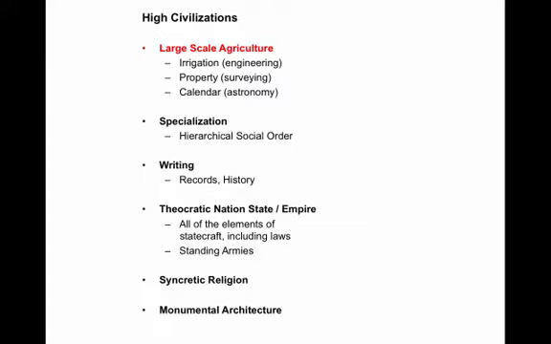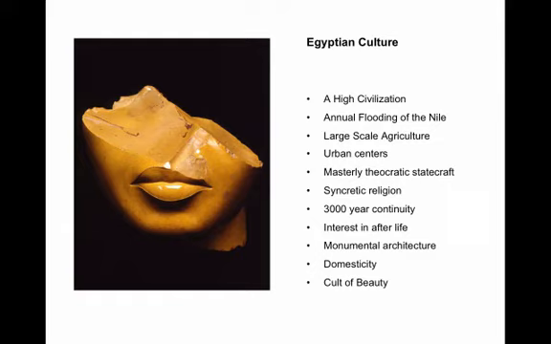Calendrics, astronomy, to know when to plant, when to harvest, leading to specialization, hierarchical social order, writing, to keep records of all this, which then leads to history and king lines. So in Egypt, they know the name of every king and their dates, or every pharaoh and their dates. Theocratic nation states and empires, all the elements of statecraft, syncretic religion put together from the peoples you conquer, and monumental architecture. These are the characteristics of high civilizations.